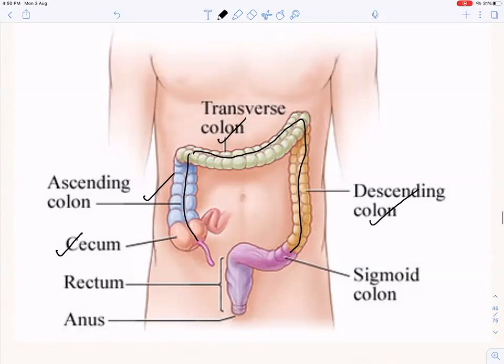So this is the sigmoid colon that they are talking about. Then there is the rectum, and this is the rectum. Oh, they have shown it. This is the rectum and the anus. Okay, so this is all about the large intestine.